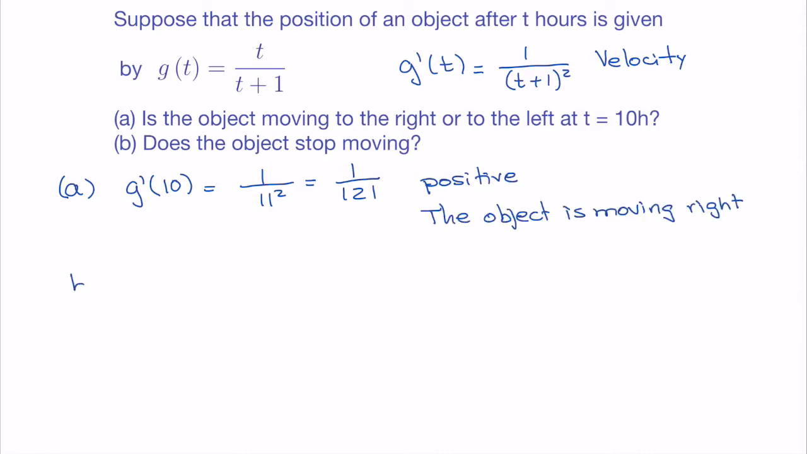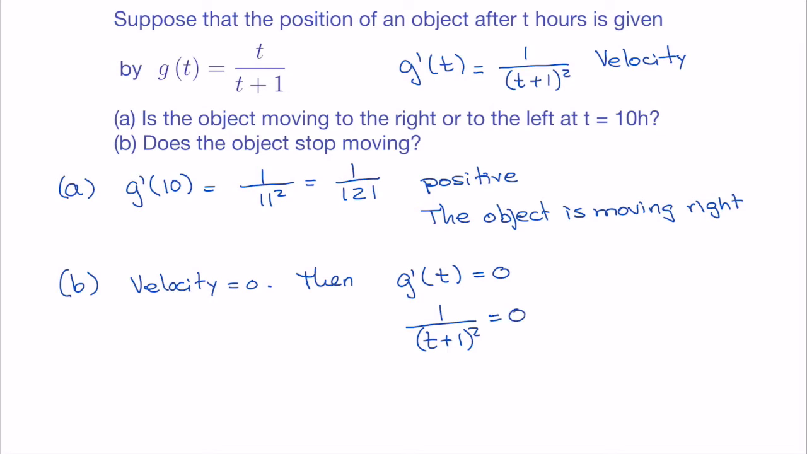To answer the second question, you say, okay, is this ever going to stop moving? Well, an object would stop moving if the velocity is 0. If we set the velocity to be 0, then g prime of t would be 0. That means 1 over t plus 1 squared would be 0. And ask yourselves, when is that 0? Recall that any fraction is 0 if and only if the numerator is 0, because the denominator can never be 0 or it would not be defined. In our example, that object never stops moving.